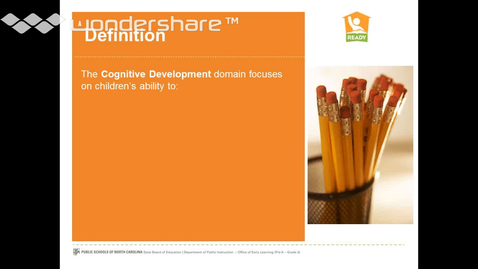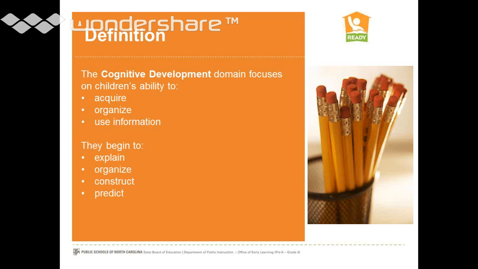The cognitive development domain focuses on children's ability to acquire, organize, and use information in increasingly complex ways. In their search for understanding and meaning, young children play an active role in their own cognitive development. They begin to explain, organize, construct, and predict, skills that lay the cognitive foundation needed to explore and understand increasingly sophisticated concepts and the world in which they live.